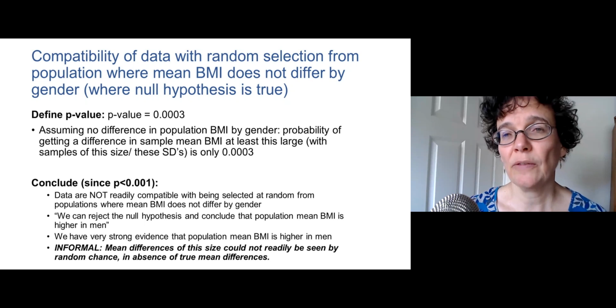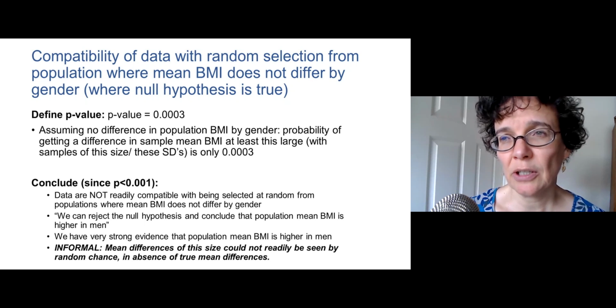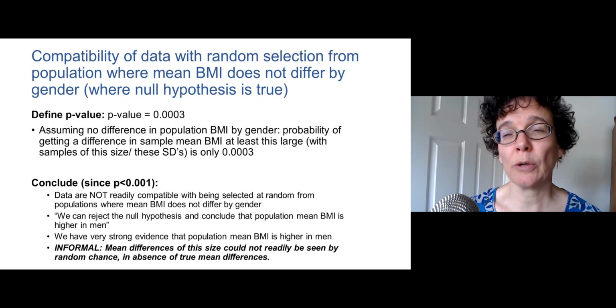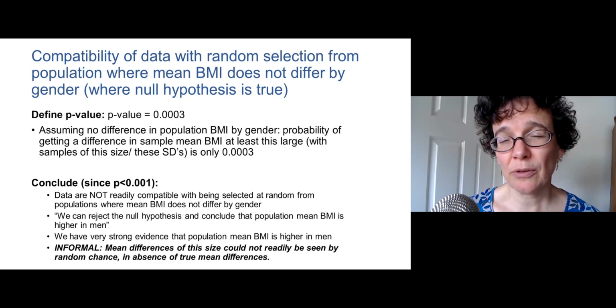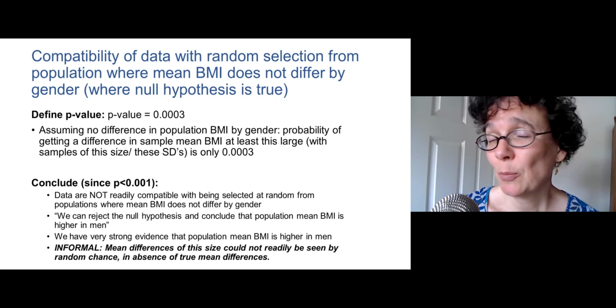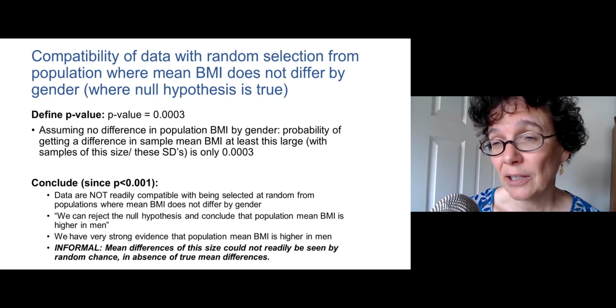On the other hand, we now have a much smaller p-value, so how would we interpret this? Again, the definition of the p-value: assuming no difference in population mean by gender, the probability of getting a difference in sample means at least this large is only 0.003, it's 0.3%. So just by random chance, you could get a difference in mean this big, but it'd be quite a fluky result, so it'd only happen really occasionally.